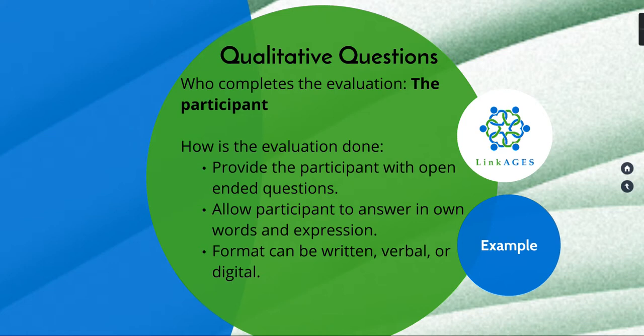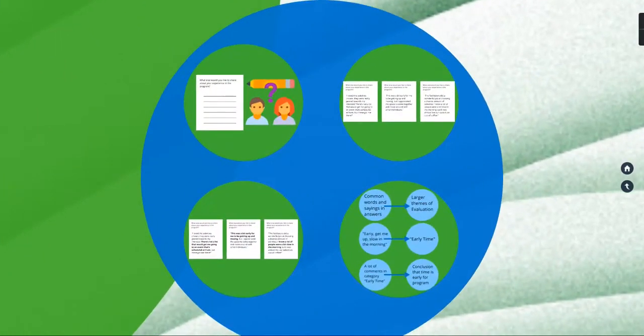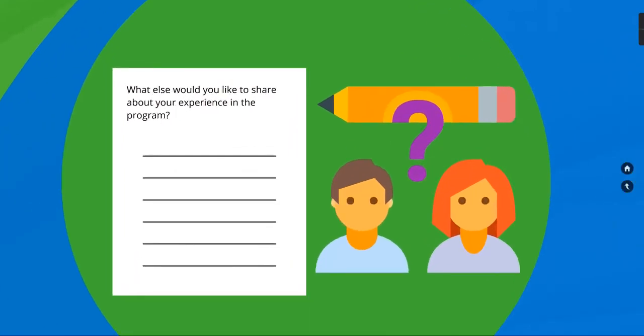Let's do an example now. An example of using a qualitative question would be if an exercise program wants more detail about program experience. They could ask participants on a blank piece of paper, "What else would you like to share about your experience?" And then let them answer to any extent they would like. Let's say 3 participants answered with these results.